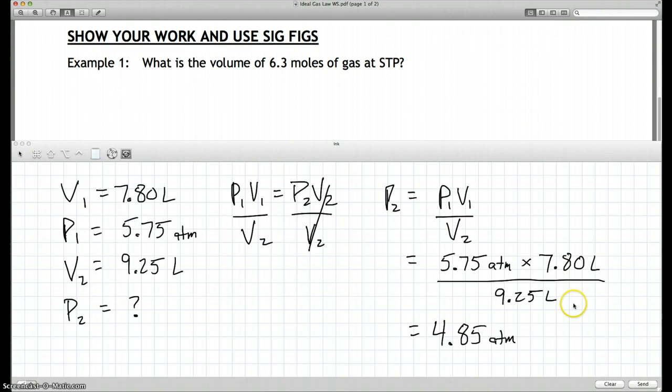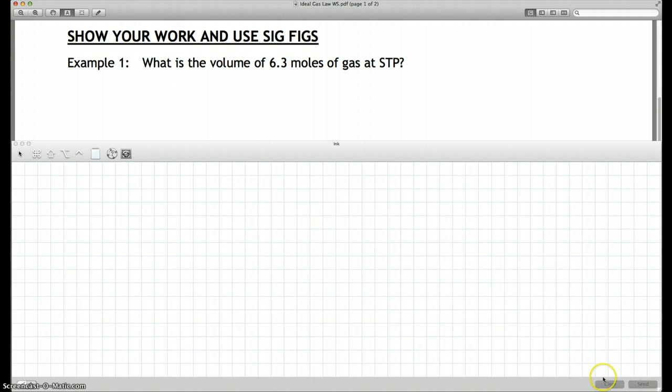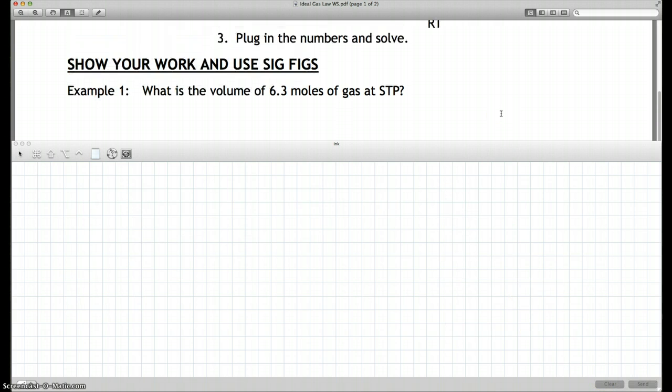So first example, whoa, that's not what I wanted, that's from the last video. There we go. This first example: what is the volume of 6.3 moles of gas at STP? Well, I know this is a PV equals nRT question because it's got moles. Once I see moles, I know it's PV equals nRT. All the other equations we use, none of them have moles.